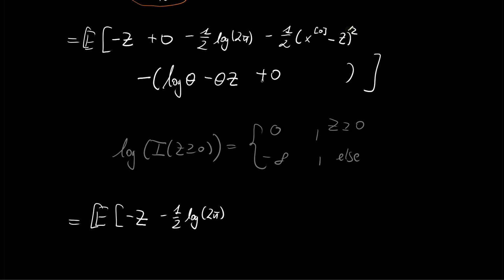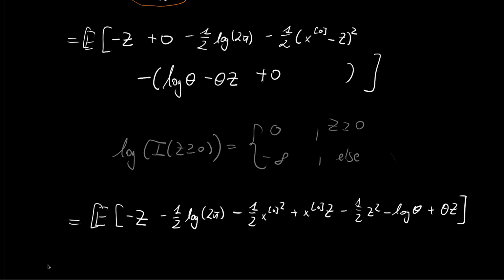Then let's also expand the square again. So minus 1/2 x0 squared plus x0 Z minus 1/2 Z squared, and then minus logarithm of theta plus theta Z, and then closing brackets. Okay, so now we have to make use of the exponential distribution and its properties of expectations.